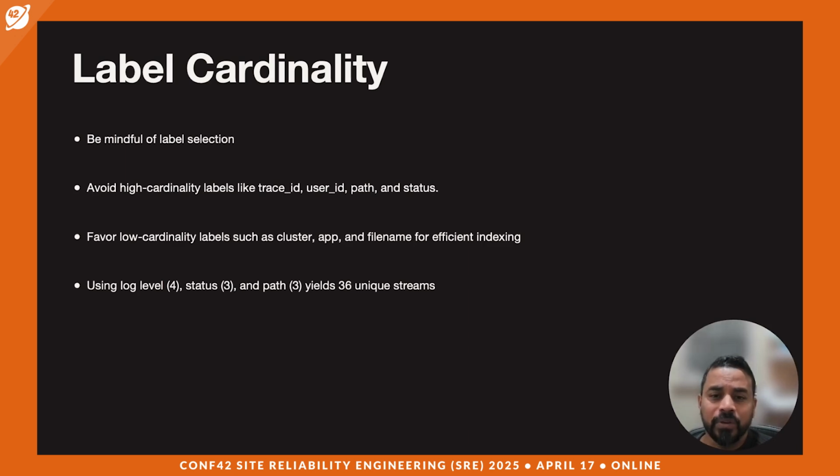For example, even combining just 3 labels like log level, status, and path, with a few possible values, can easily create 36 unique streams. In this case, 4 times 3 times 3. So it adds up pretty fast.